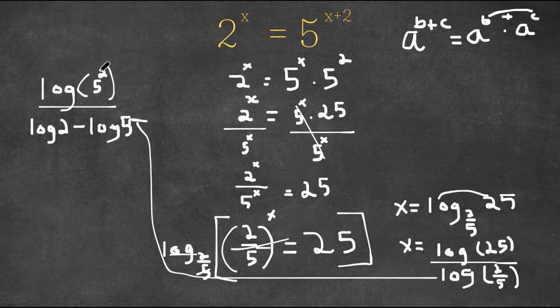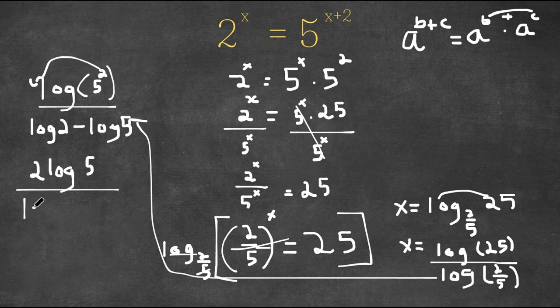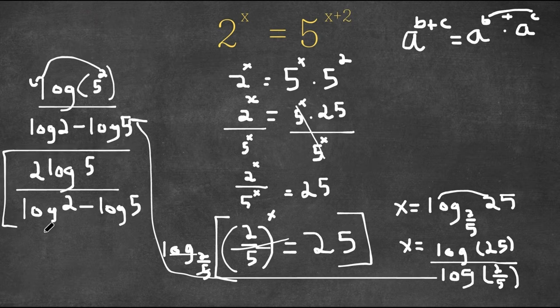And this, an important property of logarithms, the power property, states that we can just drop down the exponent here in front of the log. So this can equal 2 log 5 over log 2 minus log 5. And this is our answer in its simplest form. If we want a simpler form, we need to use a calculator for that, but this is the simplest form we can write our answer in.